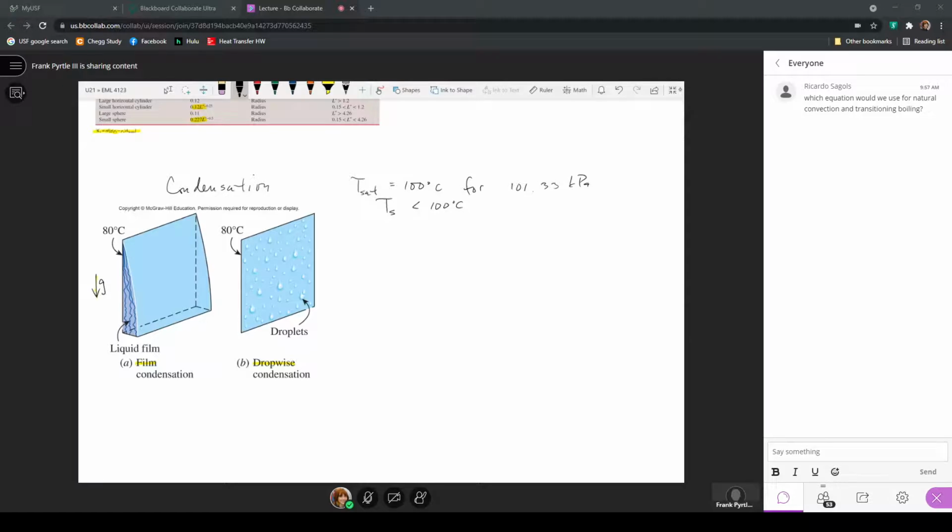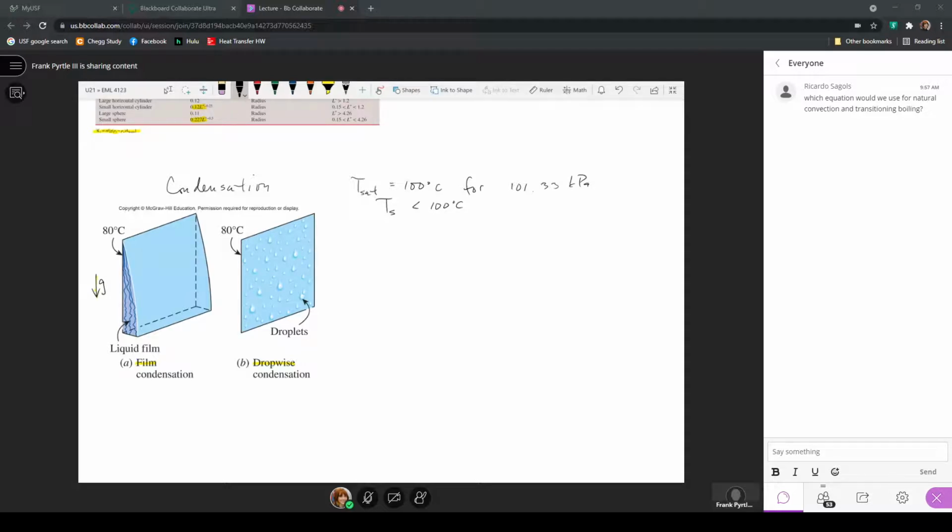Here, there's no resistance to heat transfer due to a liquid film because the droplets just roll right off the surface. And depending on the conditions, the rates of heat transfer that you can get with dropwise condensation can be as much as 10 times that for a condition where you have film condensation, because of the resistance to heat transfer that will exist because of the film condensation.